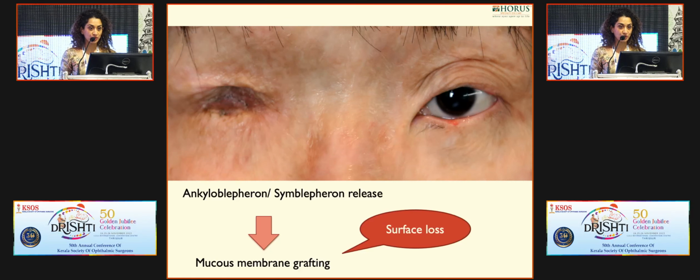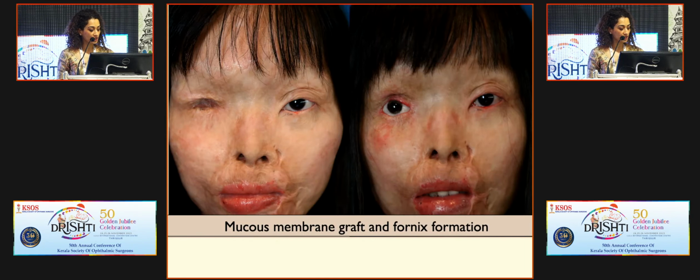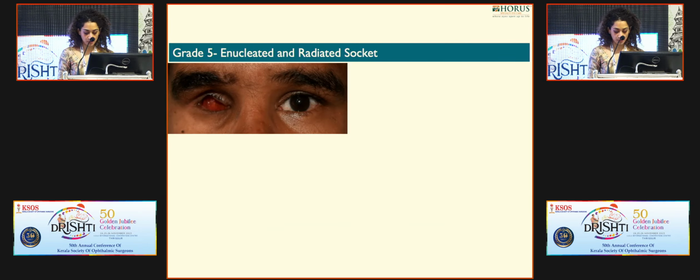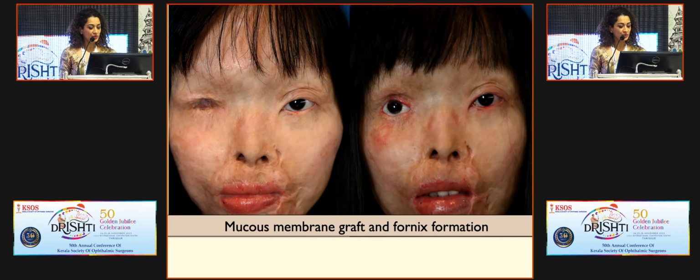And she has an eyeball inside, which is blind. And mainly what is happening here is she has a volume, but it's mainly a surface loss, all right? So mucous membrane grafting and fornix formation sutures in this. So this is after the placement of the prosthesis. So a prosthesis could actually go inside with an expansion of the surface.